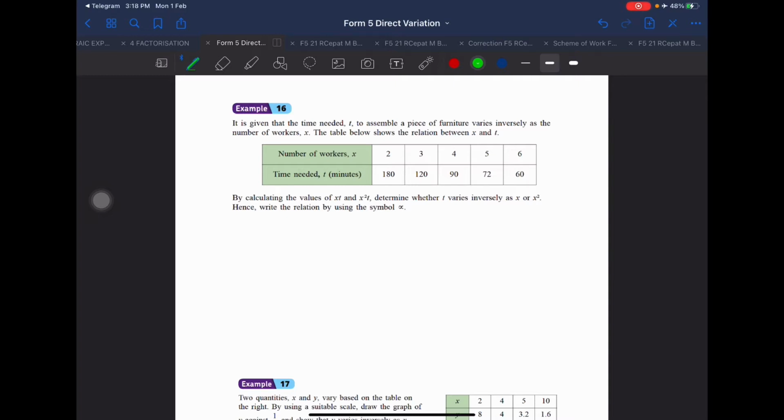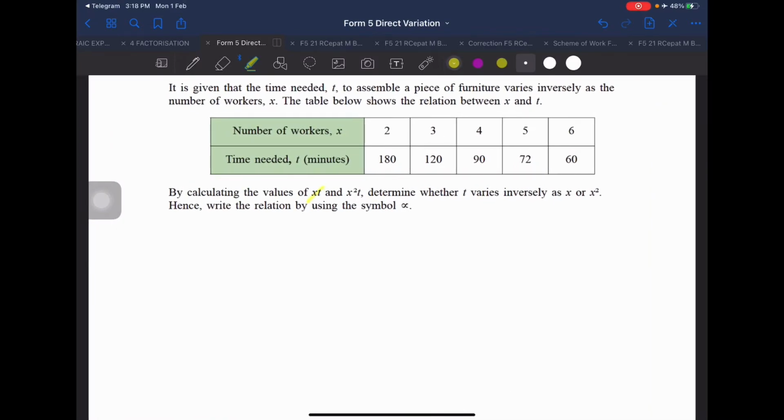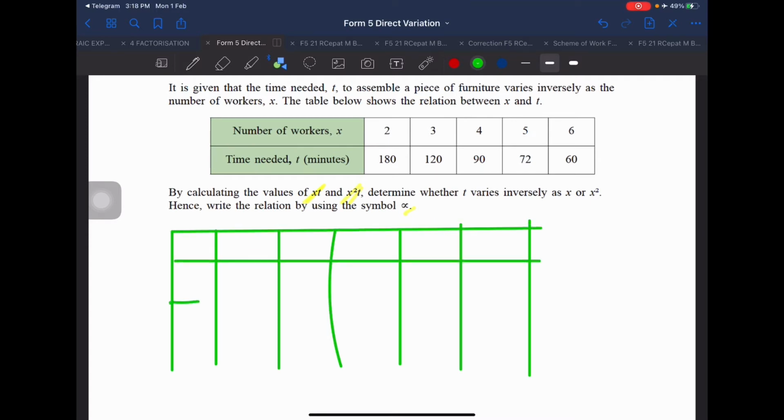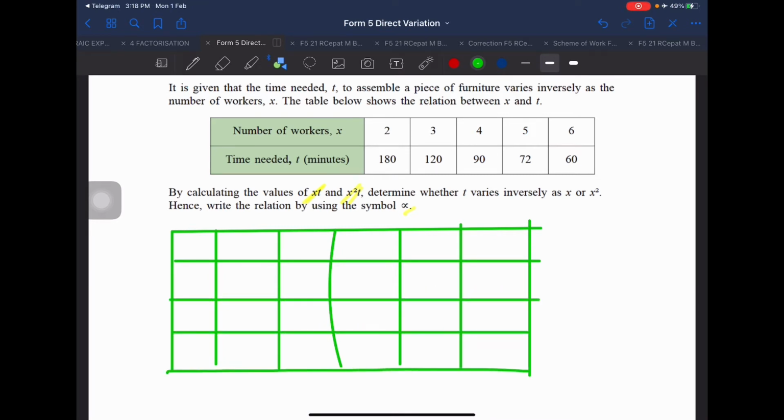By calculating the value of x times t and x squared times t, determine whether t varies inversely as x or x squared. Hence, write the relation by using the symbol of variation. The first thing you need to do is build a table. We have 6 columns and 4 rows. We have x, t, xt, and x squared t.